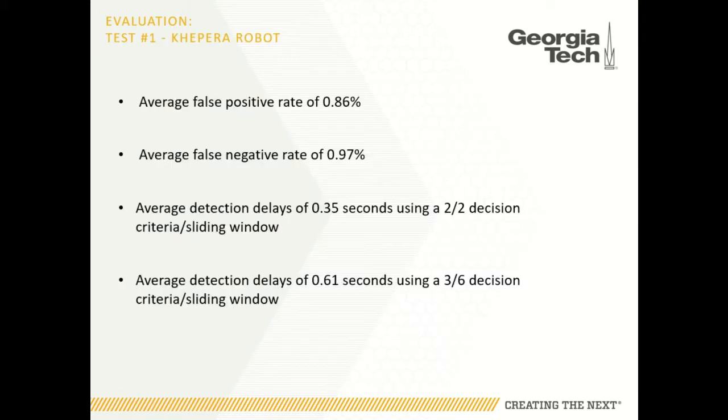Here are the results for the Capera robot. It was tested under multiple attack failure scenarios on the previous slide. For the Capera robot, RoboADS was highly effective in identifying sensor and actuator misbehaviors with an average false positive rate of 0.86% and an average false negative rate of 0.97%. Average detection delays for sensor and actuator misbehaviors was 0.35 seconds using a 2 of 2 decision criteria sliding window, and average detection delay of 0.61 seconds using a 3 of 6 decision criteria sliding window.